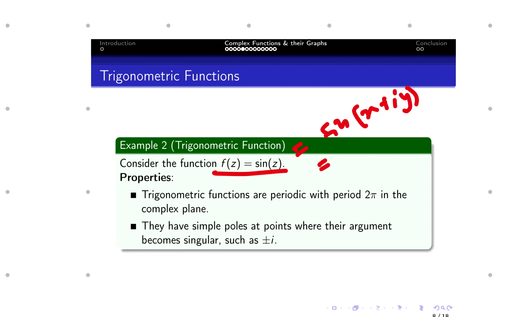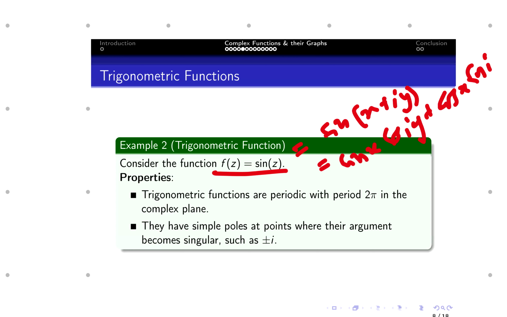Of course, you can use the idea of the sine of a sum here. This is going to be sine x cos iy plus cos x sine iy, something like that. So whatever you can do with that, you are free to do. That's for trigonometric functions.